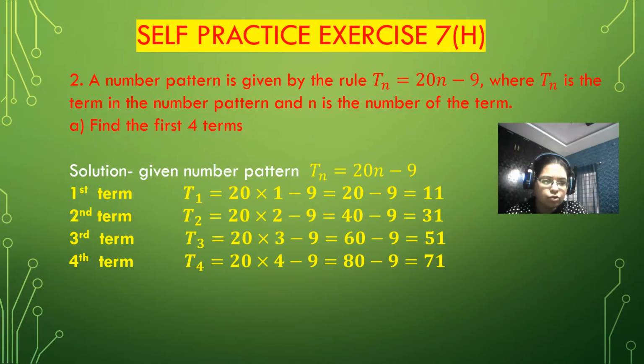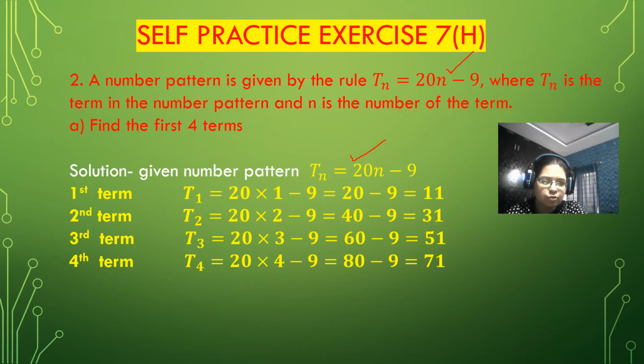Now we solve question number 2. Question number 2: a number pattern is given by the rule Tn equal to 20n minus 9, where Tn is the term in the number pattern and n is the number of the term. First bit, find the first 4 terms. Given the number pattern is Tn equal to 20n minus 9, we have to find the first 4 terms.